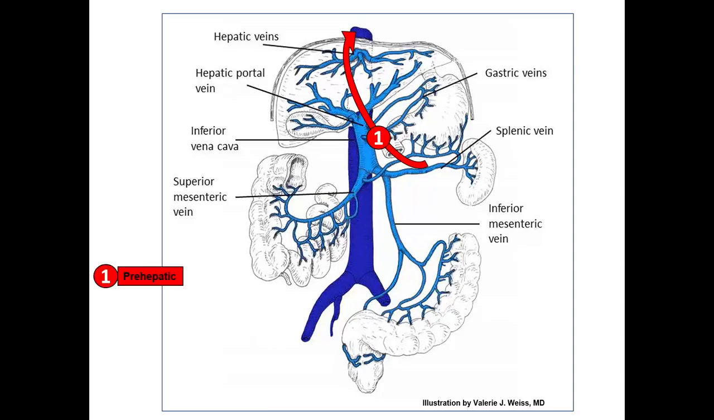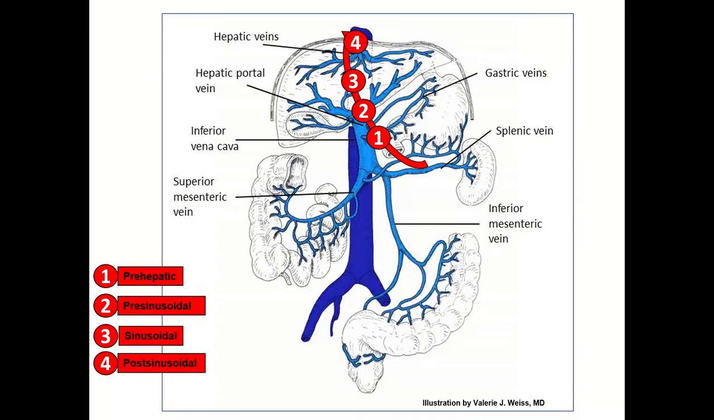Prehepatic portal hypertension will involve diseases that occur injuring the portal vein. Pre-sinusoidal may be within the portal vein or portal triads themselves, but pre-sinusoidal, not yet at the level of the sinusoids. Sinusoidal involves the sinusoids themselves and inflammation and scarring within the liver. Post-sinusoidal usually is relating to the hepatic vein, and post-hepatic is usually outside of the liver.